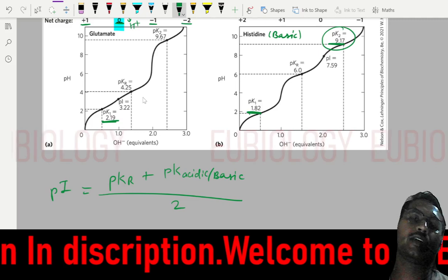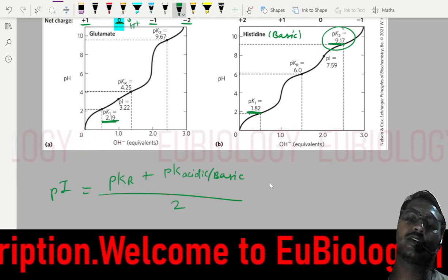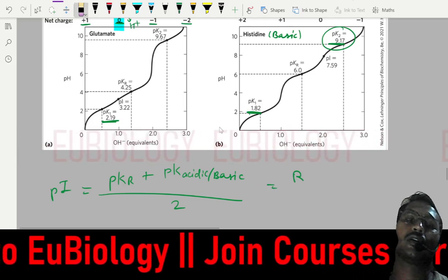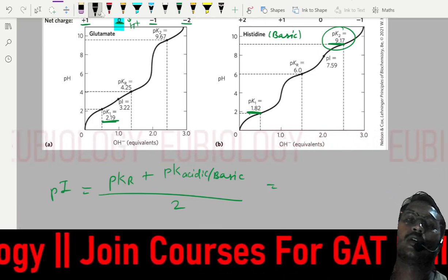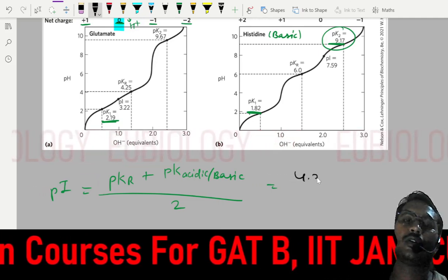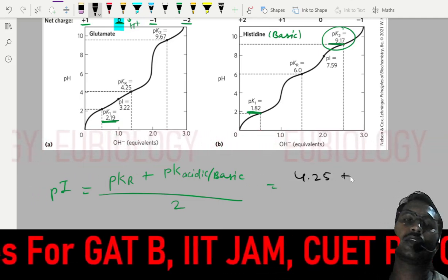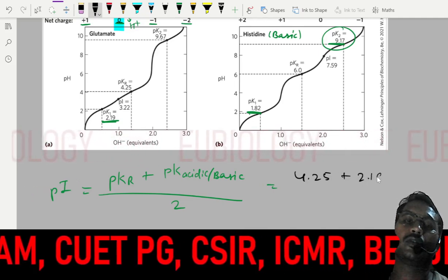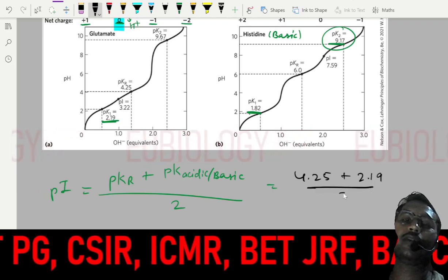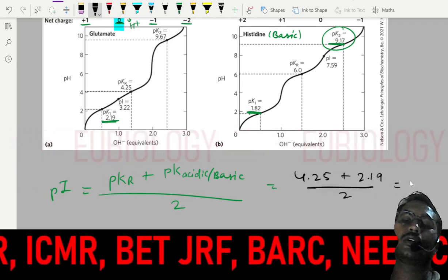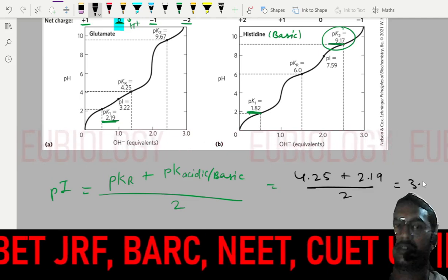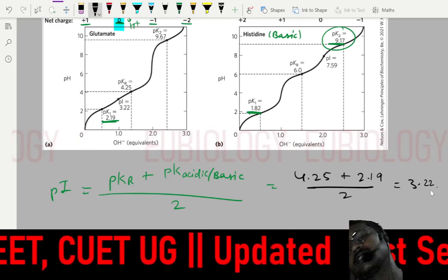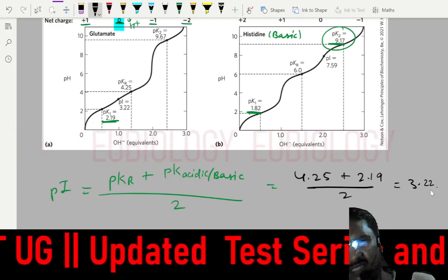So you can check here. The pKr is 4.25, plus 2.19, divided by 2, it will give you around 3.22. So hopefully you understood this. This is an easy and simple concept.